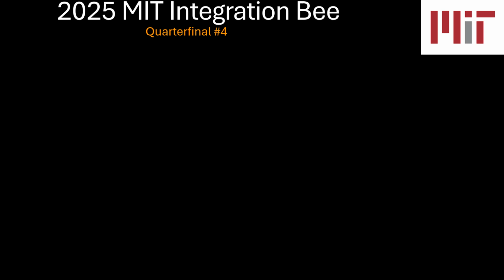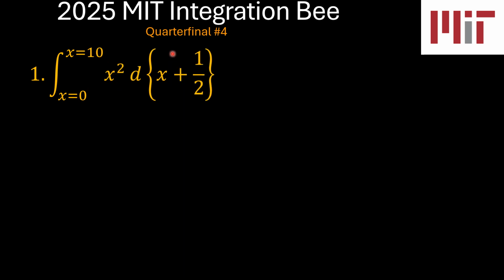So today we move to quarterfinal number 4 of the 2025 MIT Integration Bee. And the first problem in that quarterfinal was this integral from x equals 0 to x equals 10 of x squared with a small change in the fractional part, or what I usually call the sawtooth function, of x plus a half.